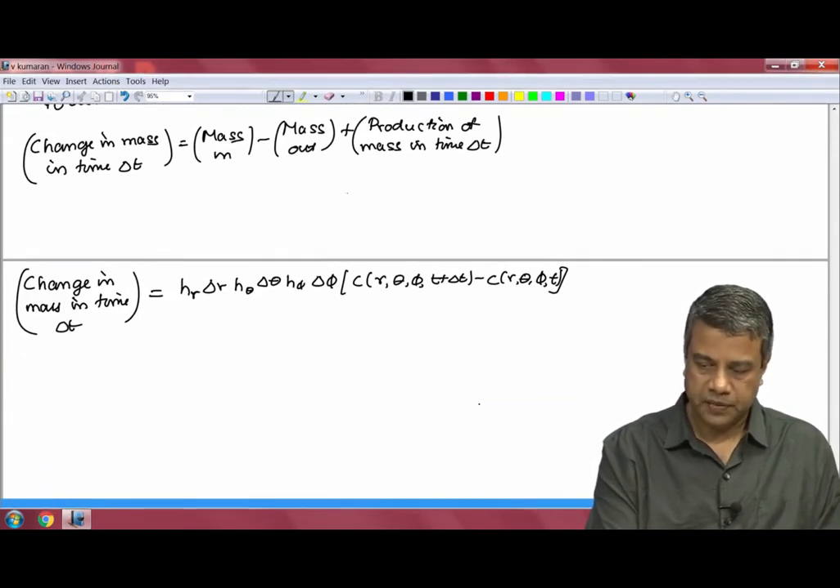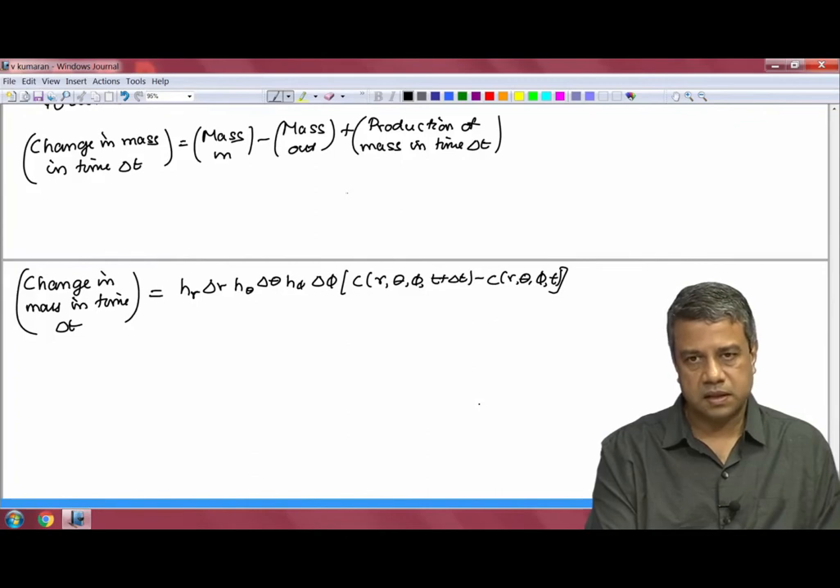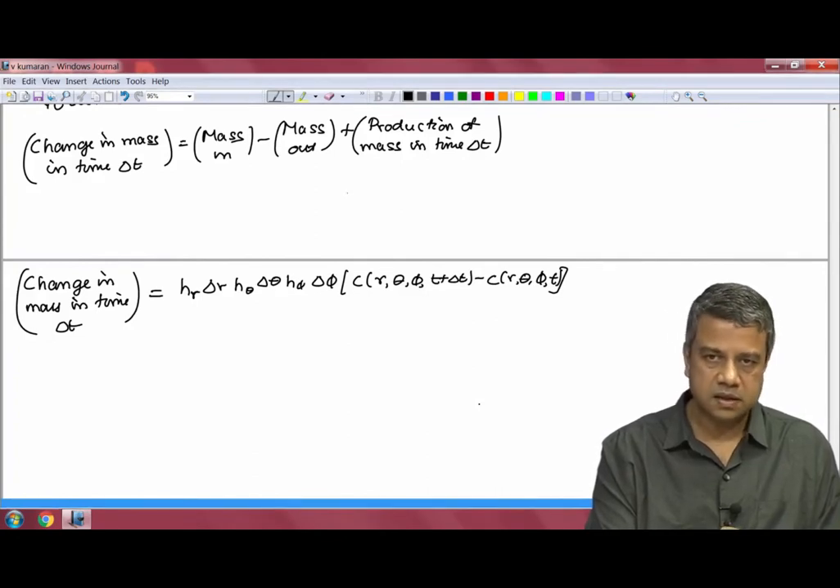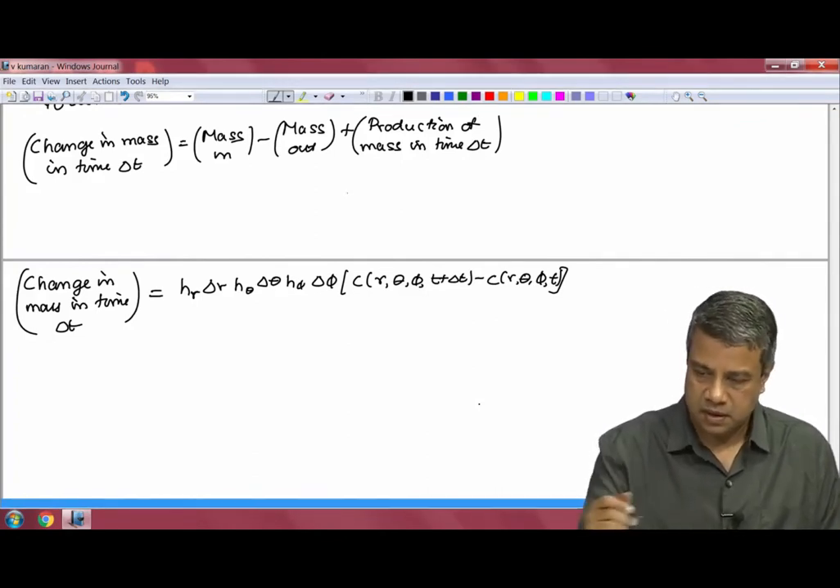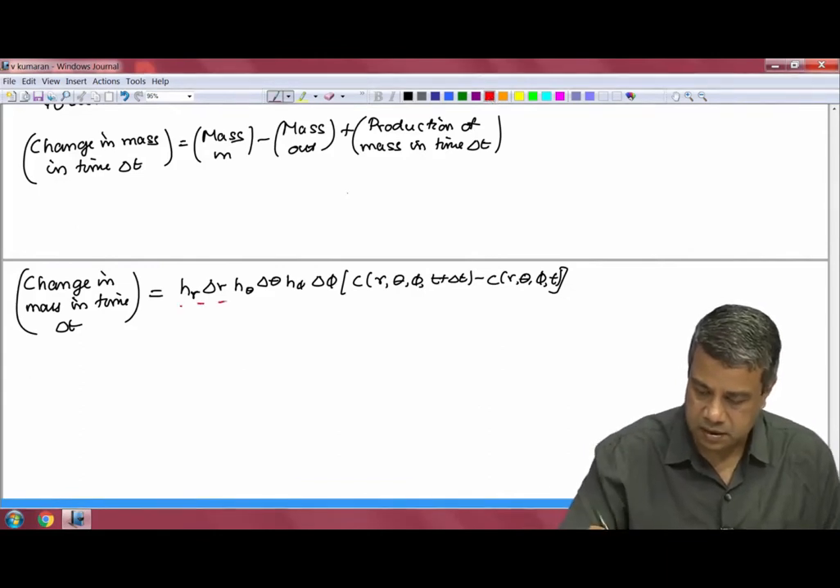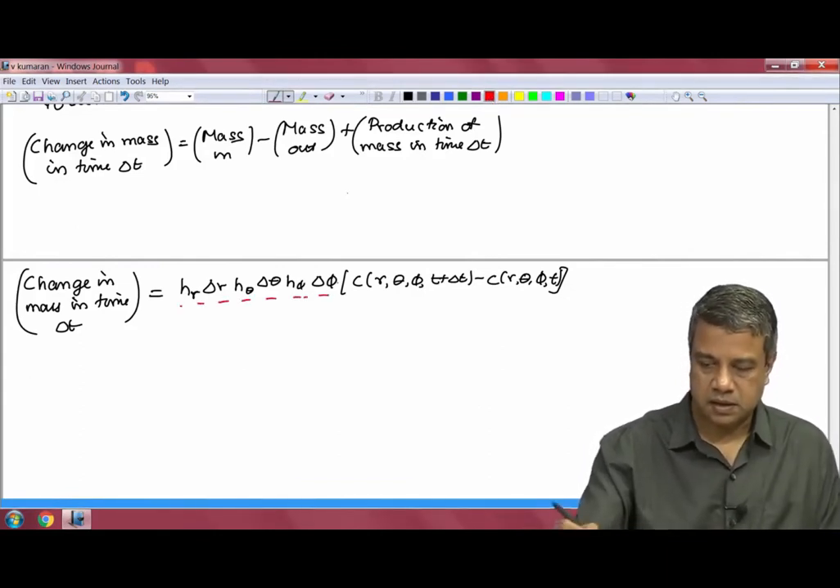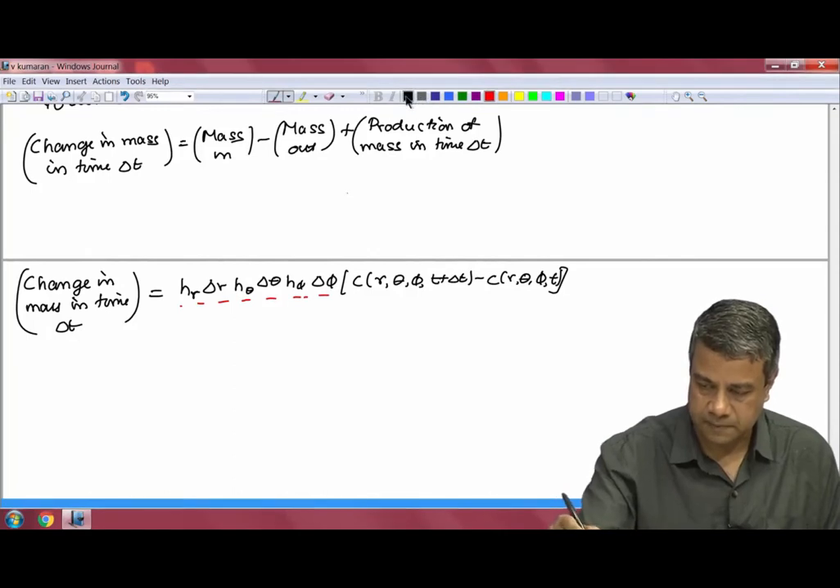Okay. There is the change in mass in a time delta t, the change in the concentration times the volume, and the volume is given by h r delta r, h theta delta theta, and h phi delta phi.